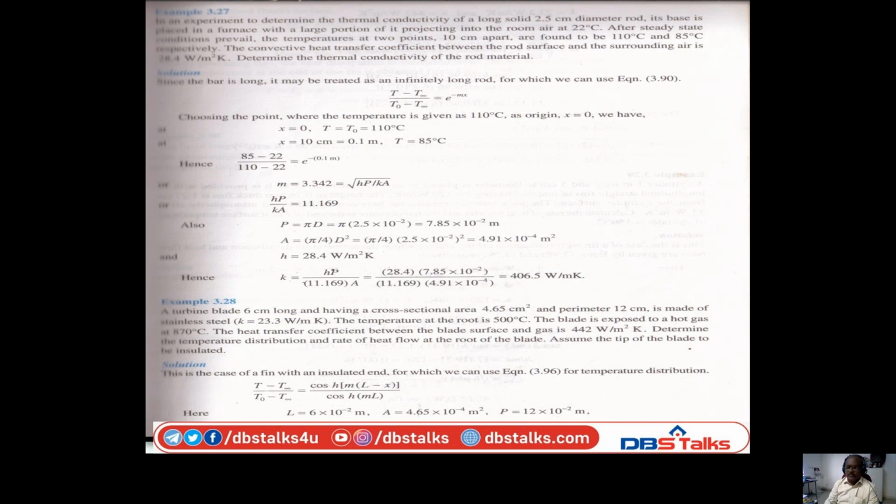Okay. So like this you can find out the thermal conductivity of the particular fin material. So there is another problem.